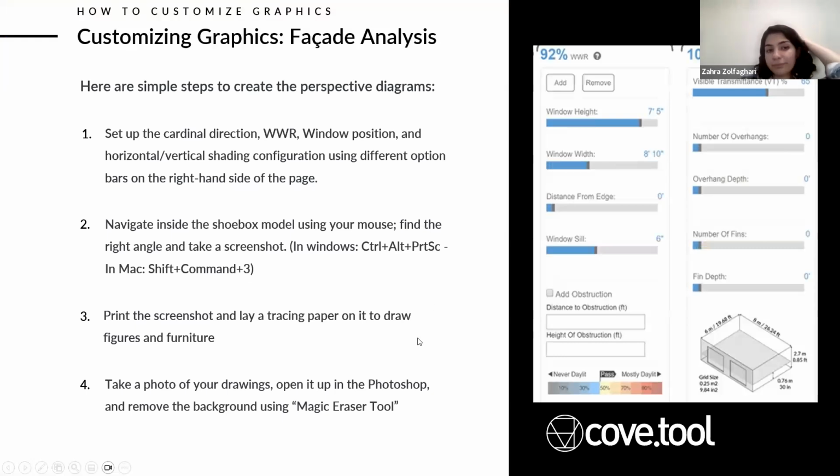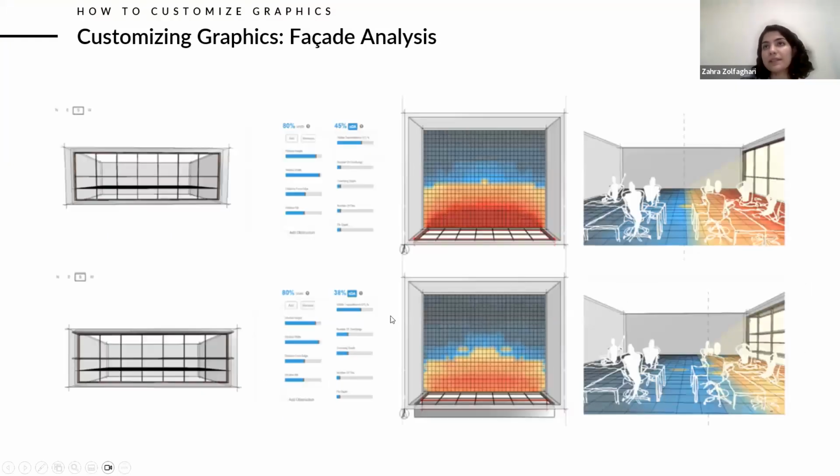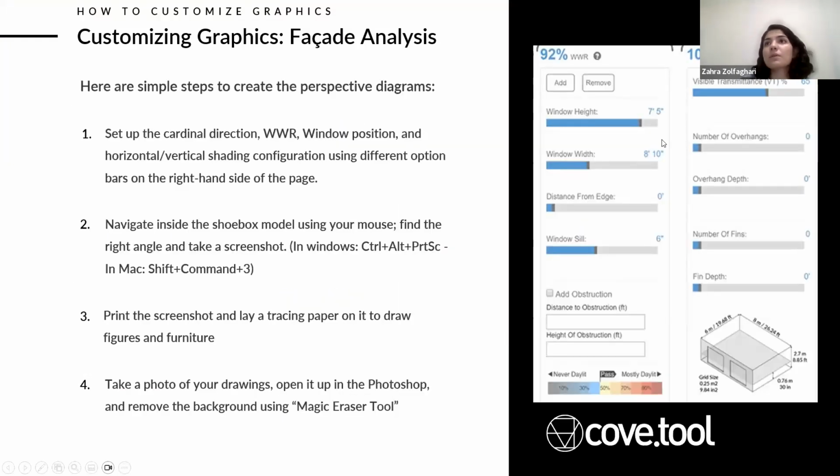So you can follow these steps in order to create this thing that I put here. You just need to select the cardinal direction, window to wall ratio, window position, and horizontal or vertical shading configuration using different option bars on the right-hand side of the page. So I just showed you this. Then you can navigate inside the shoebox model, that room with the fixed dimension, and find the right angle and take a screenshot. And then you can print the screenshot and lay a tracing paper on it and draw figures and furniture, just do hand sketching.